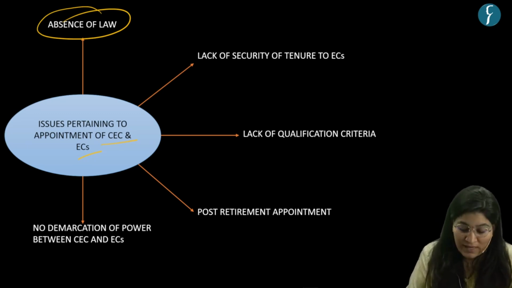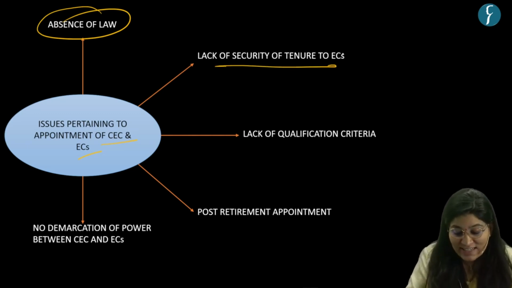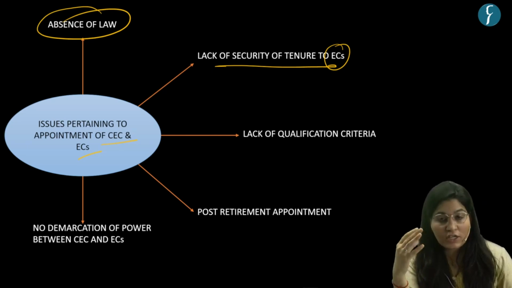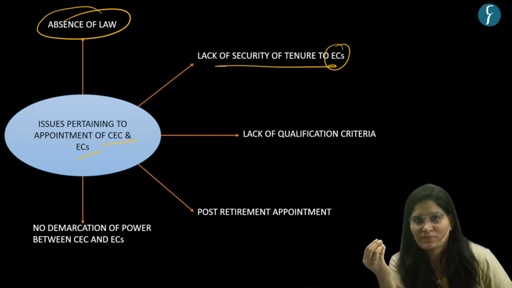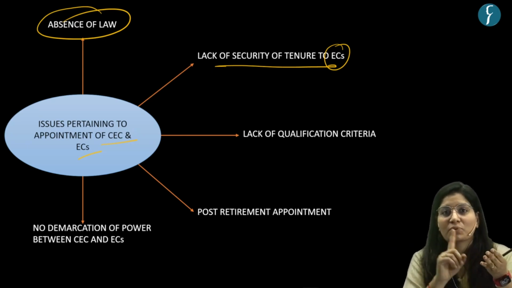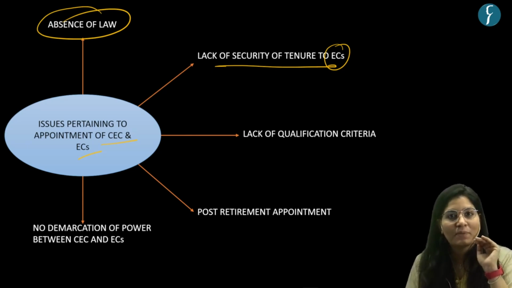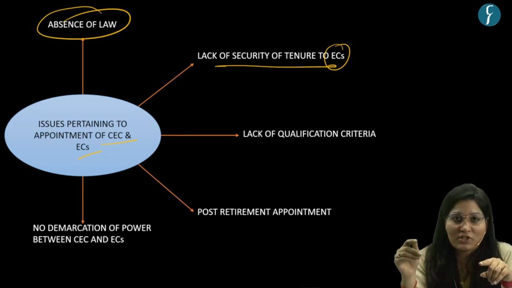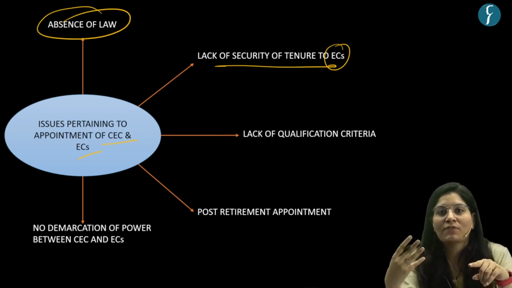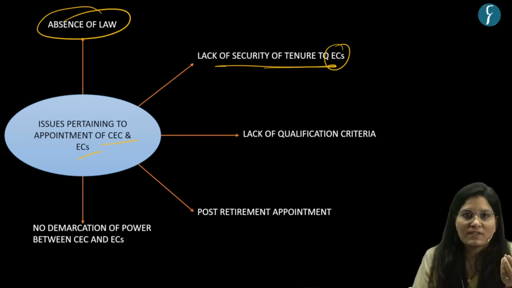So, absence of law. Second is lack of security of tenure to EC. Now here I have mentioned EC and not CEC. Just now we have discussed that there is security of tenure of the chief election commissioner. Why? Because he can be removed on the same ground and in the same manner as a judge of the Supreme Court. Just now we have read in clause 5 of Article 324. But it's not the case with election commissioners. They can be removed on the recommendation of the chief election commissioner. So they are at the whims and fancies of the chief election commissioner. So there's a lack of security to election commissioners. Got it?